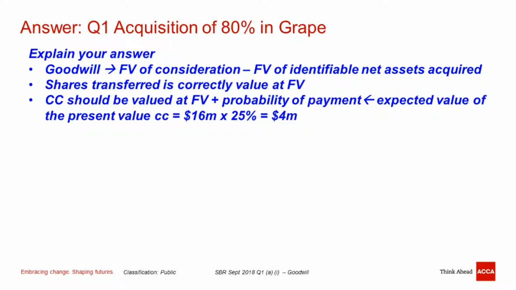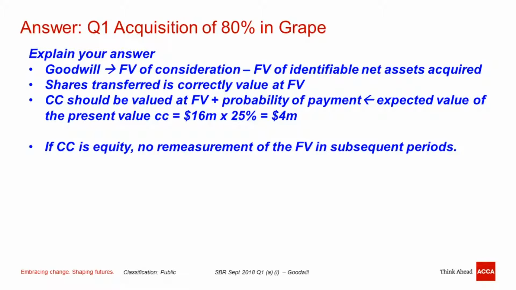You can go on to comment a little bit about the CC. CC can be equity. In case the parent company committed to pay shares instead of money, the CC can be equity. Now, if it is equity, there's no remeasurement of the fair value in subsequent periods. The reason is if the parent company is to pay a certain number of shares, no matter whether the share price subsequently appreciates or depreciates, it is the same number of shares that is going to be issued. Therefore, there's no remeasurement requirement.